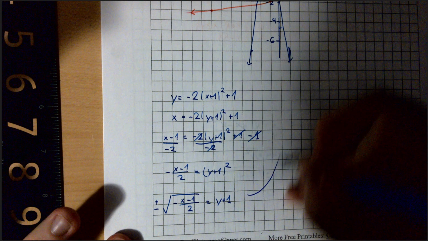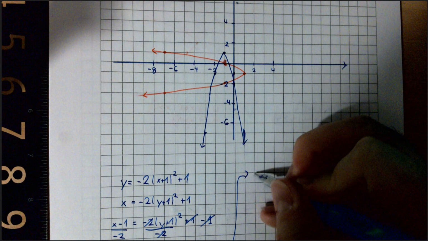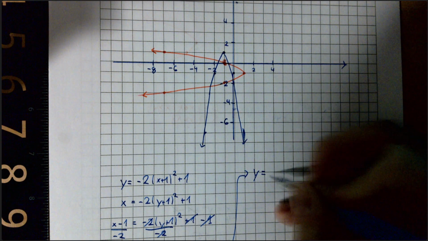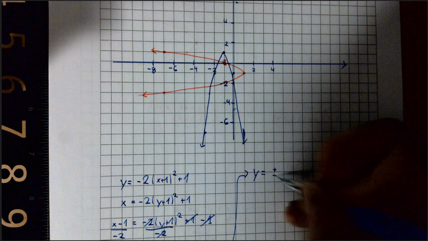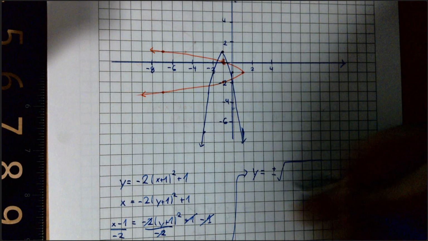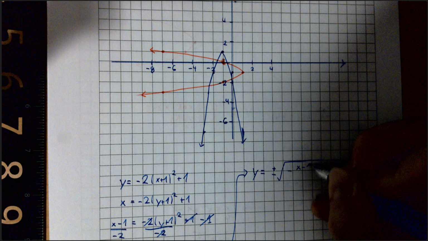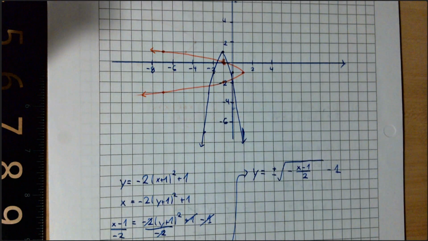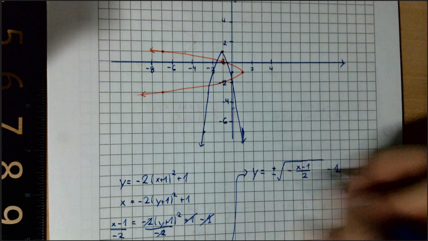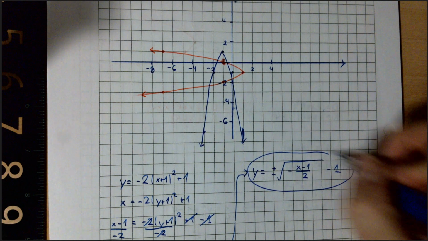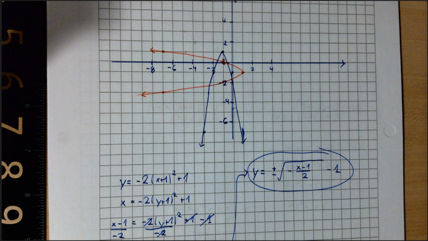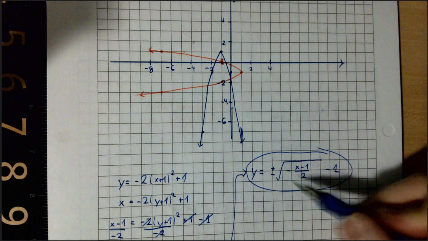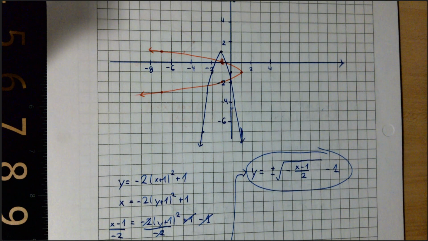So I'm just going to write my final answer over here: y is equal to plus or minus the square root of (minus x minus 1) over 2, minus 1, right? Because we're getting rid of the positive 1 by subtracting it from both sides. So this is our final answer. You can also write negative 1 in front, so negative 1 plus or minus the square root of everything here, but the answer would be the same.